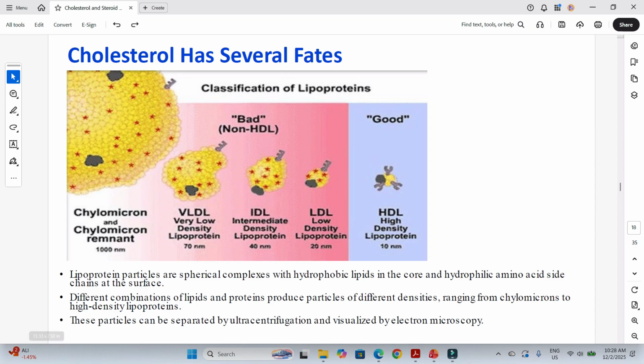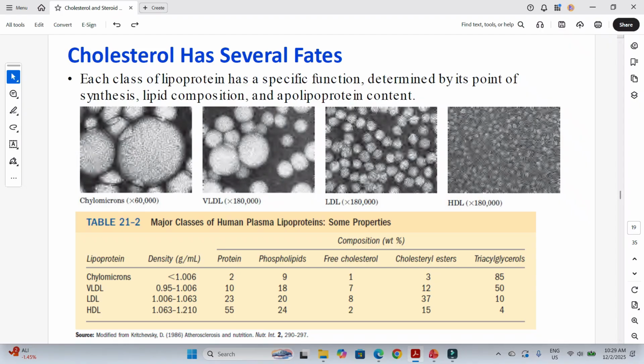VLDL, IDL, LDL. Okay, so different combinations of lipids and proteins produce particles of different densities ranging from chylomicrons to high-density lipoproteins. Now, these particles are actually separable by ultracentrifugation and can be seen or visualized by electron microscopy, as you can see in this case. Chylomicrons here are huge, right? VLDL followed by LDL and then of course the HDL.